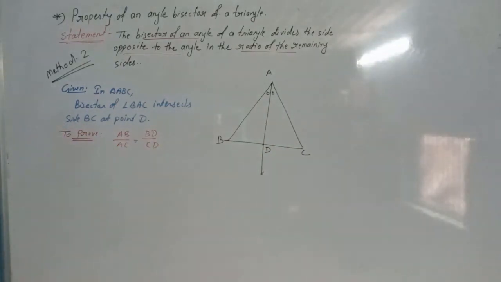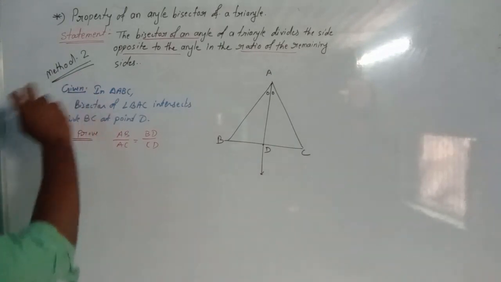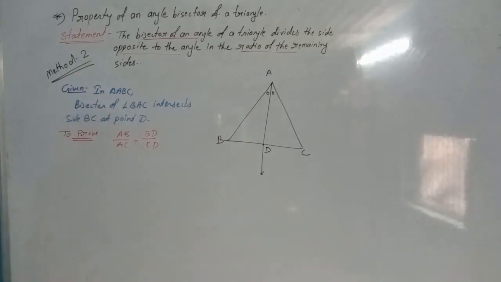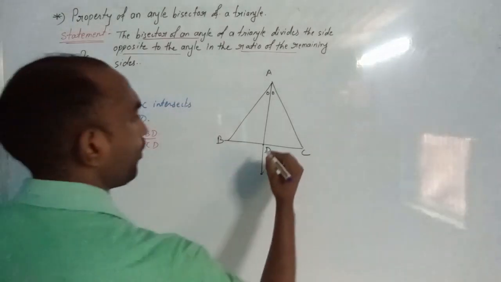Now again, the data is not sufficient, we have to do the construction, but we are seeing the second method, so the construction will be changed. What we will do, we will draw a perpendicular from point D.